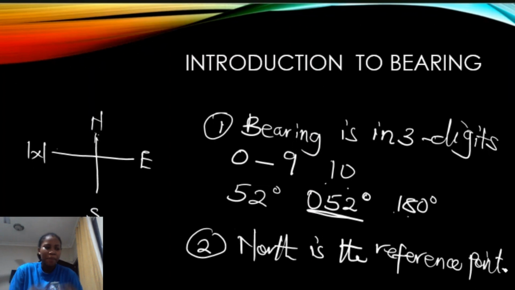Yes, these are the basic things you have to know when dealing with bearing. It's in 3 digits, and the digits are mentioned individually. They are not mentioned as a whole number like 256 degrees. And we also don't have just 52 degrees. It's always in 3 digits. So if your angle is not up to 3 digits, you have to add 0 to it. That's why over here we have 052 degrees.